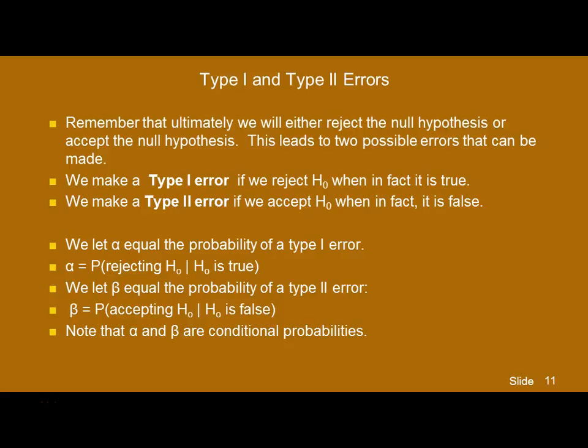We make a type 1 error if we reject the null when in fact it's true. We make a type 2 error if we accept the null when in fact it's false. You might want to apply these to the court of law analogy earlier. How do we make a type 1 error in a court of law? Well, if we reject the null, and remember the null said that you were not guilty, so if we reject that and therefore we find you guilty, when in fact you were not guilty, well, we've made a type 1 error. When we send somebody to prison, or worse yet, when we execute somebody who was in fact not guilty, we've made a type 1 error.